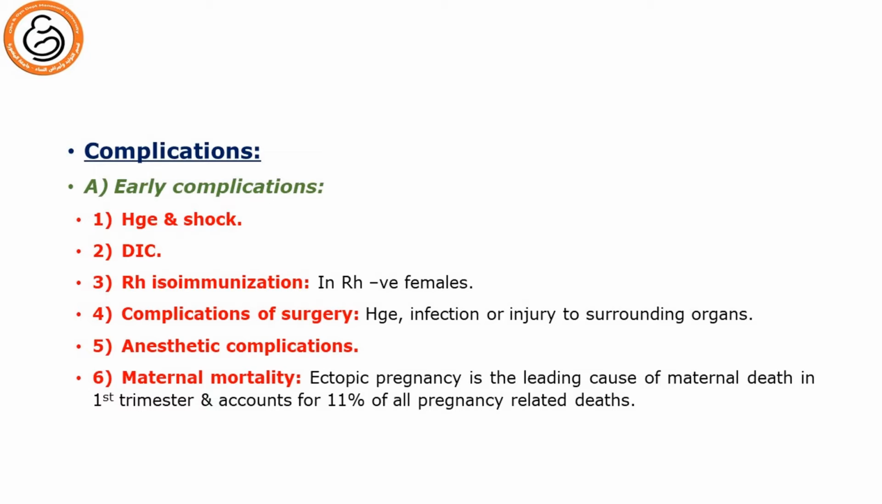For complications of ectopic pregnancy, we have early and late complications. The early complication is related to the disruption of the ectopic pregnancy with subsequent hemorrhage and shock, hemorrhagic or hypovolemic shock, DIC, RH isoimmunization in case of an RH-negative female with an RH-positive male, complications of surgery for managing ectopic pregnancy, hemorrhage, infection, injury to the surrounding organs, anesthetic complications, and maternal mortality.